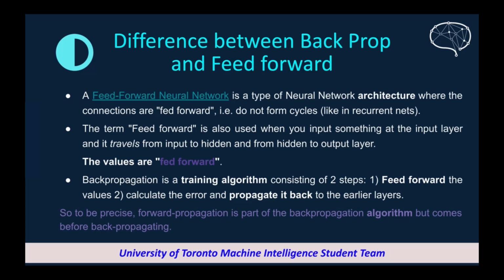But backpropagation is a training algorithm and it consists of two steps. First the values are fed forward, and then the error is calculated and it's propagated back to the earlier layers. So feedforward is in the forward direction and backpropagation is in the backward direction. To be precise, feedforward is a part of the backpropagation algorithm, but it comes before backpropagating.